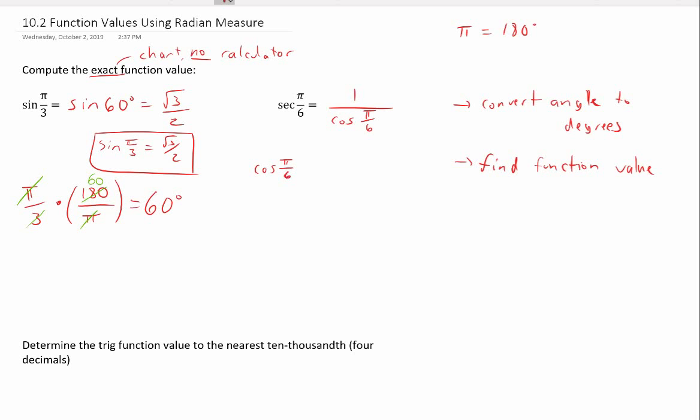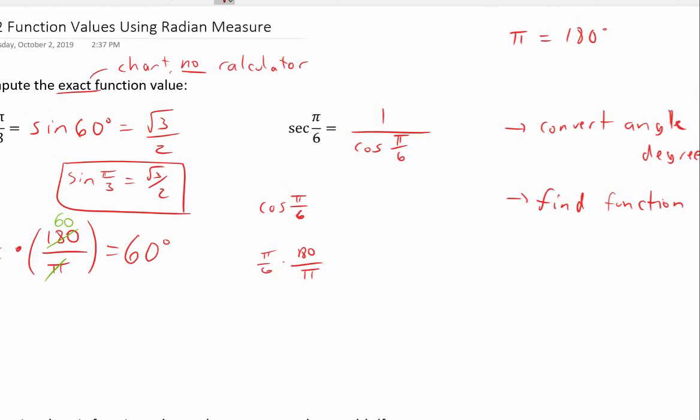Well, we can convert pi over 6 to degrees first. Pi over 6 times 180 over pi would be equal to, we cancel the pi's, cancel the 6, leaves 30, would be equal to 30 degrees. And hopefully you're going to start recognizing these special angles, 0, 30, 45, 60, 90. We're going to talk about those in a minute. But hopefully we want to start recognizing the special angles. Pi over 6 is one of those special angles. So cosine of pi over 6 is equal to cosine of 30. And we all know from our chart that cosine of 30 is the square root of 3 over 2.